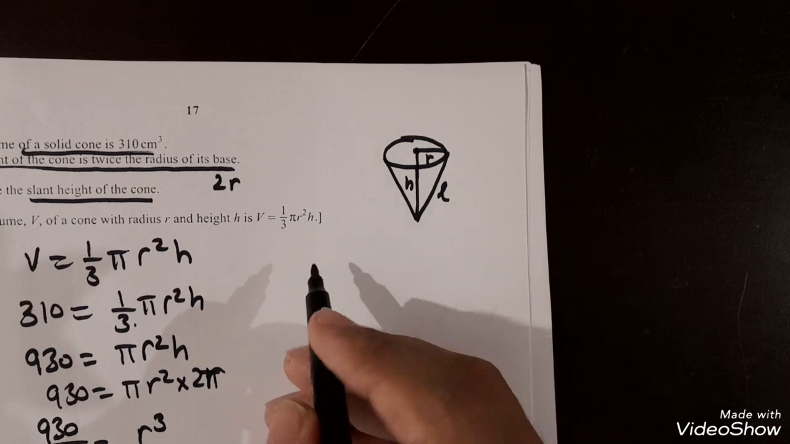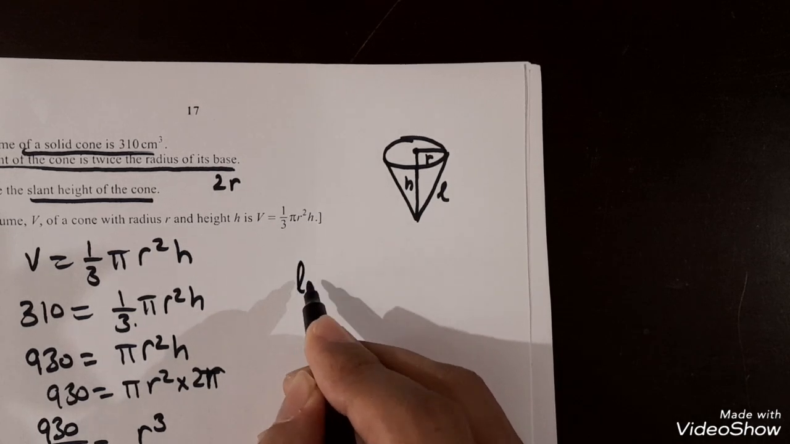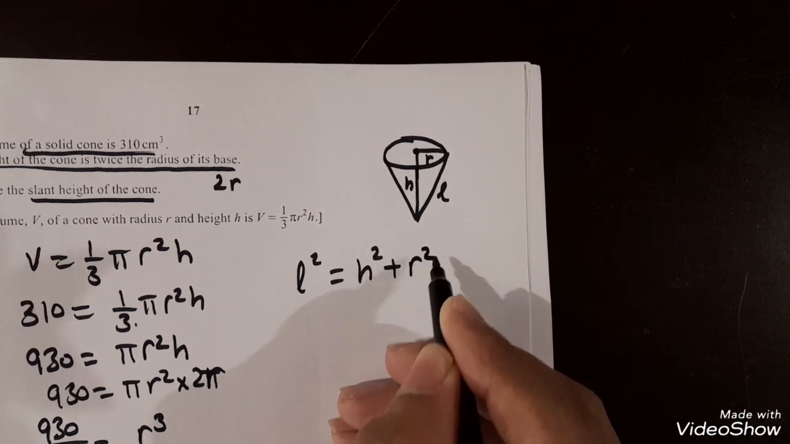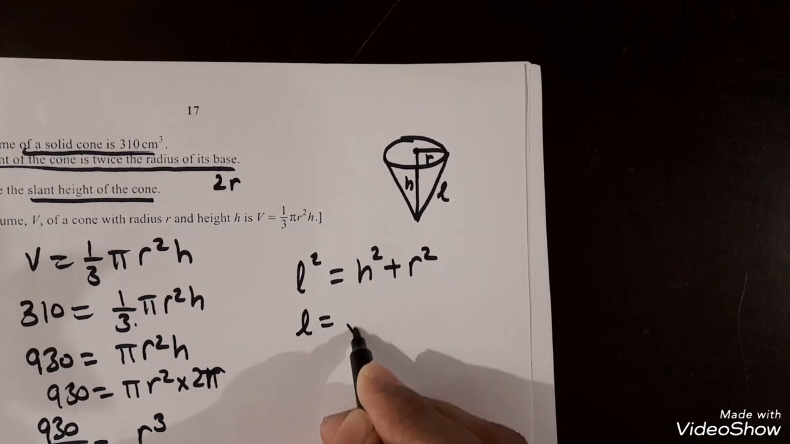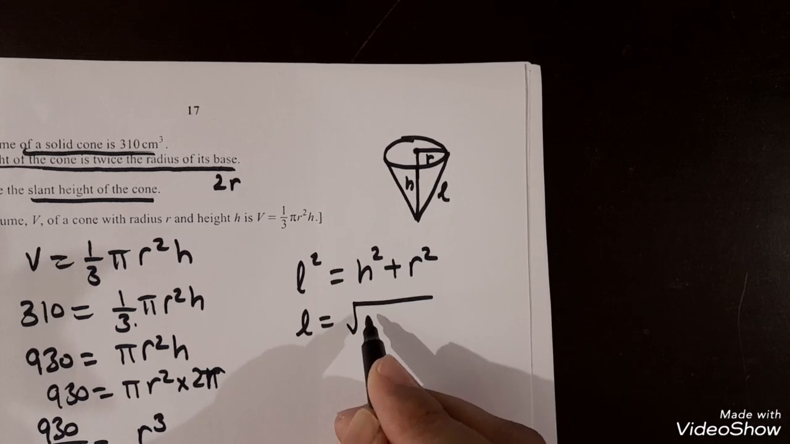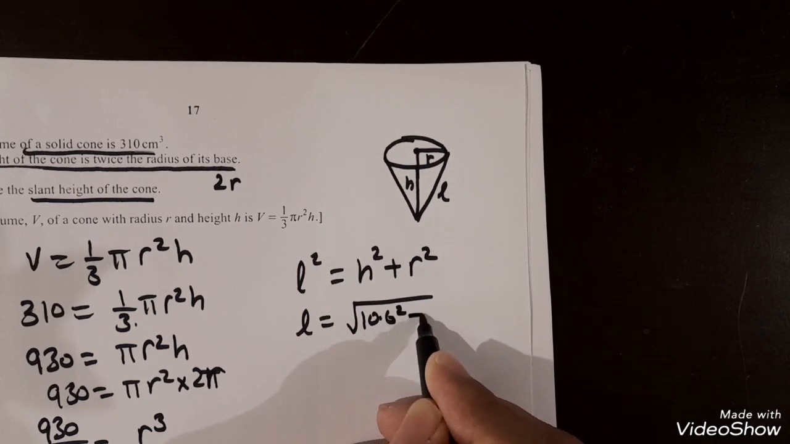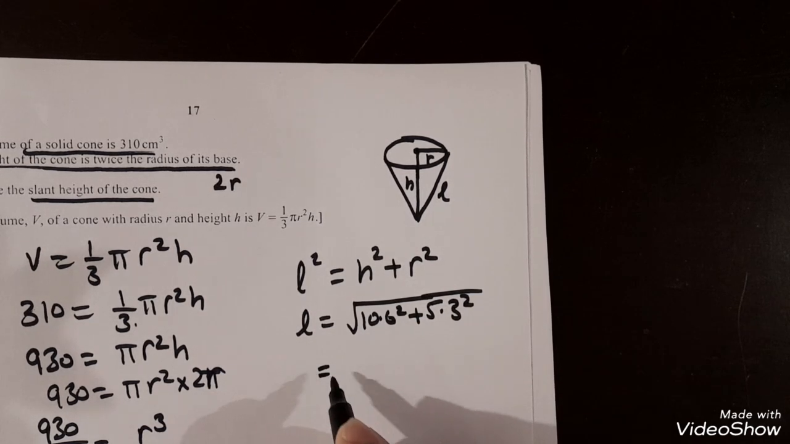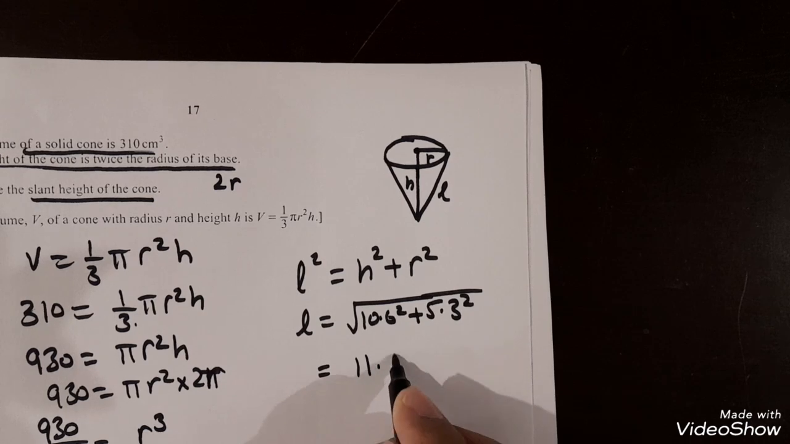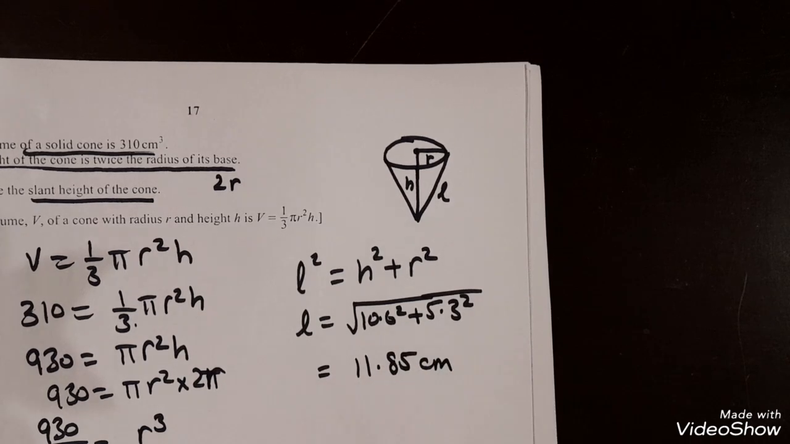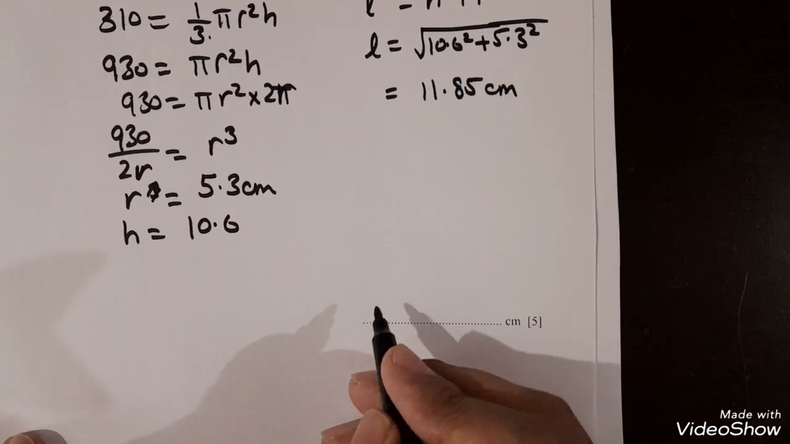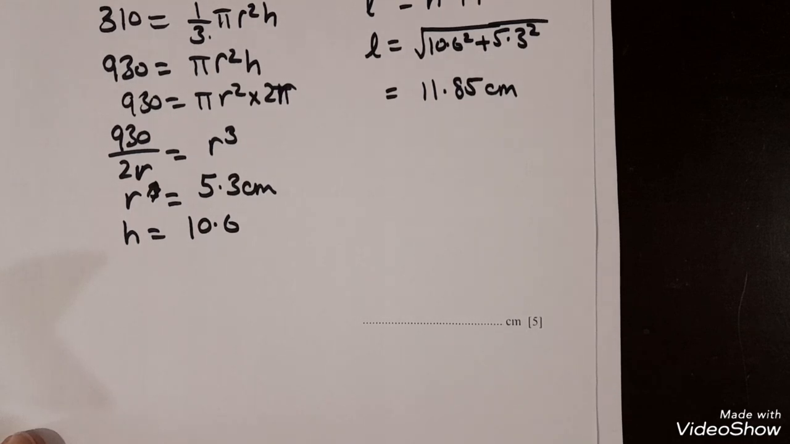Now we will use Pythagoras theorem, which is L squared is equal to h squared plus r squared. So L is equal to the square root of 10.6 squared plus 5.3 squared. So the value of L is 11.85 centimeter. So this is how we will calculate the slant height of the cone. It is 11.85 centimeter.